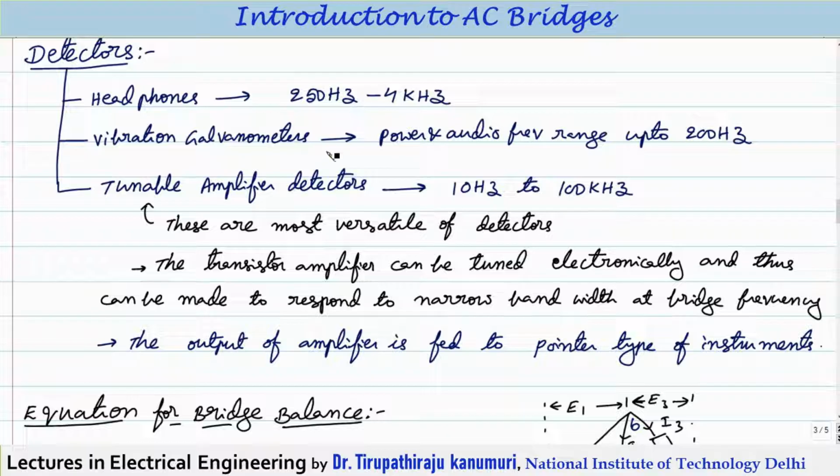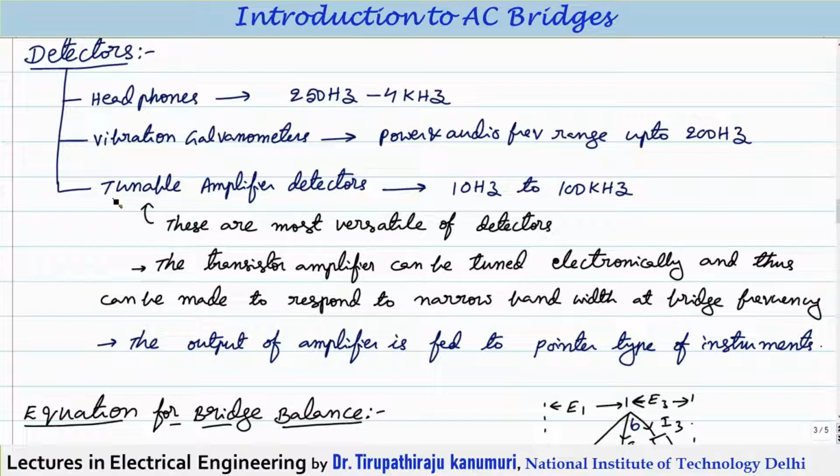Generally, vibration galvanometers are more sensitive in the power and audio frequency range. That means up to 200 Hz, vibration galvanometers are more sensitive when compared to headphones. So that's why vibration galvanometers are normally used for power and audio frequency ranges.